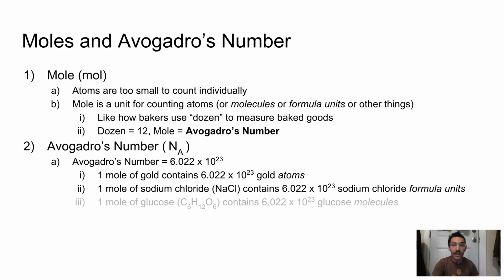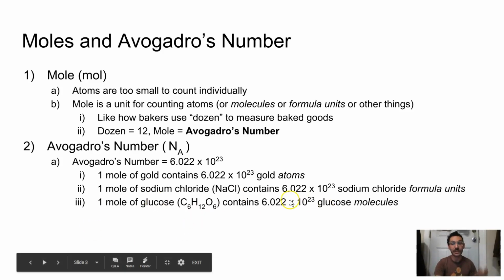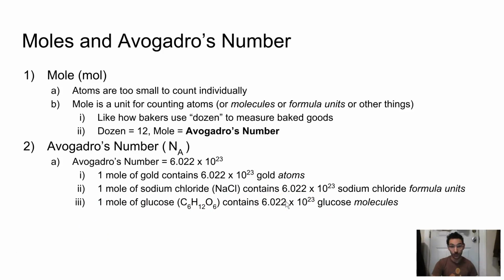If we're talking about glucose, C6H12O6, well, this is a covalent compound that is made up of molecules, so 1 mole of glucose is going to contain 6.022 times 10 to the 23rd glucose molecules. So anytime you have 1 mole of something, you have Avogadro's number of that thing.